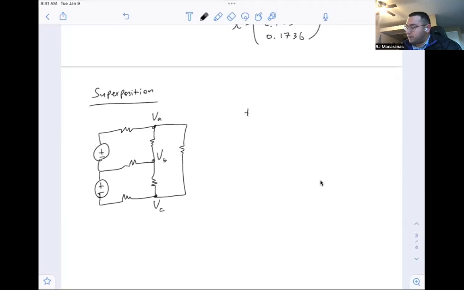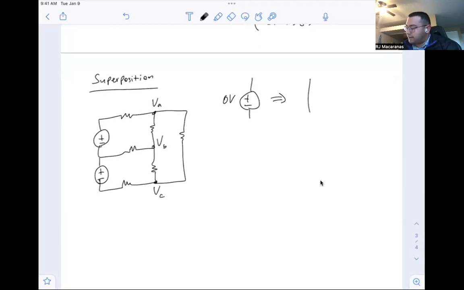By superposition, we should be able to look at the individual responses, right? So when we set a voltage source to 0 volts, that's the same as shorting them out. So we say VA is going to be VA1 plus VA2, where VA1 is the response due to maybe the top voltage source, and VA2 is the response due to the bottom voltage source. And similarly, VB due to the top, due to the bottom, and VC due to the top and then due to the bottom.